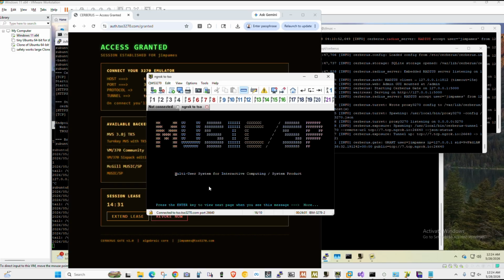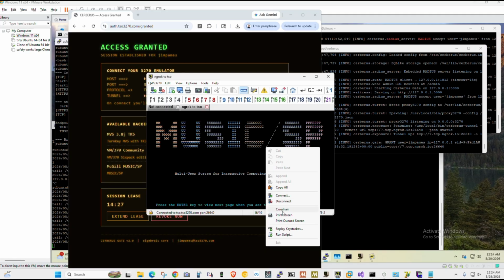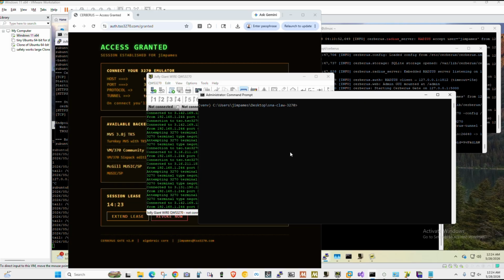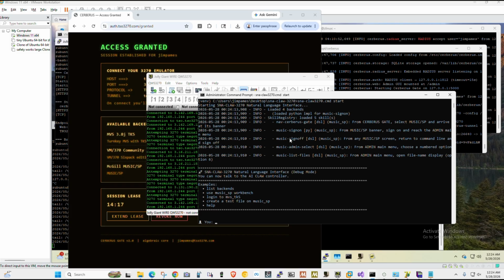Exactly. And to really get what makes it so special, we have to talk about what it isn't. The creator puts a massive disclaimer right up front. Oh yeah, the not an emulator thing. Right. It is explicitly not a 3270 emulator. Jim Pames calls it an automation substrate. An automation substrate, which sounds a bit heavy, but I was thinking about a good way to picture this.